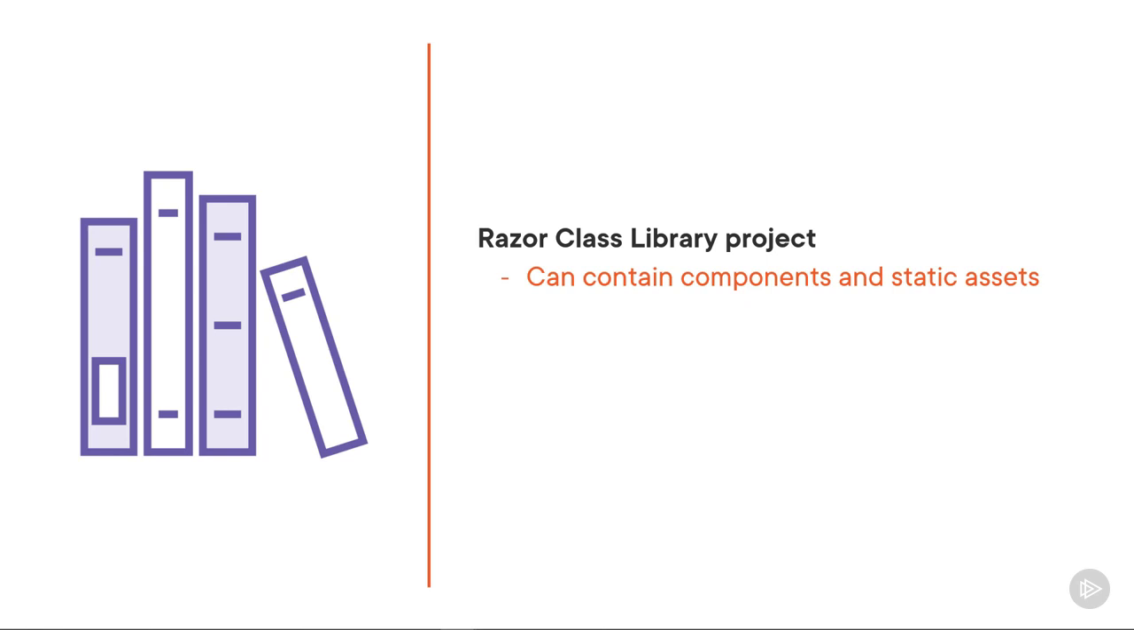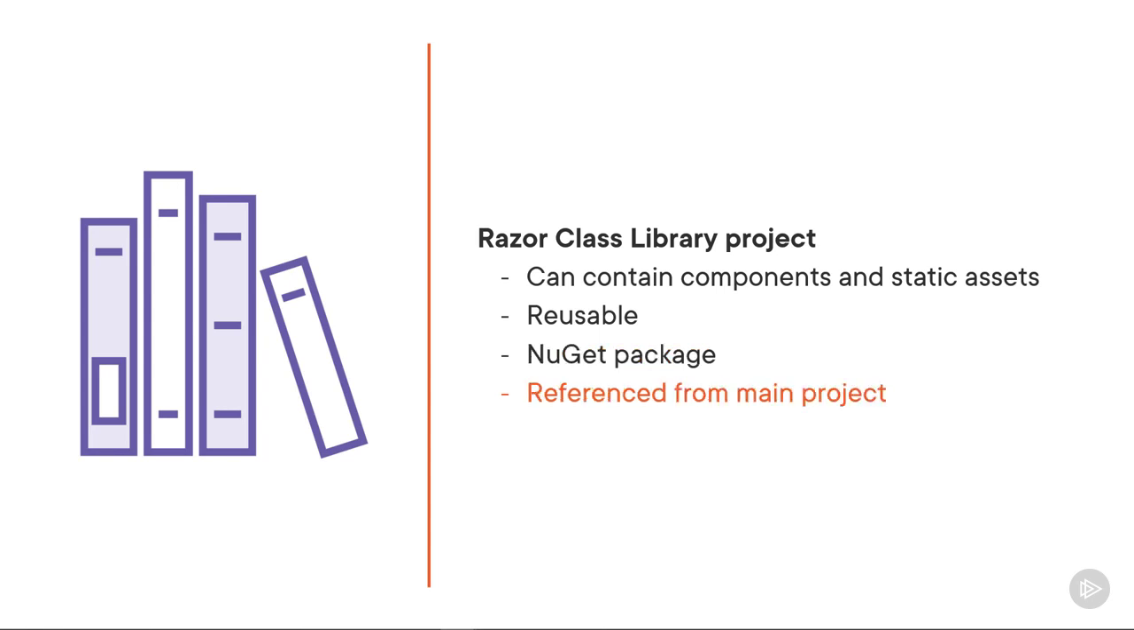One Razor class library can contain more than one single component, of course. And once we have our components in the Razor class library, they are reusable across projects. And we can even create a NuGet package out of the Razor class library for easier distribution. Personally, I would recommend placing only components which make sense to share across projects in such a library. It doesn't make a lot of sense to move all components, only used inside of the main project, to a Razor class library. Of course, the Razor class library will need to be referenced from the main project.